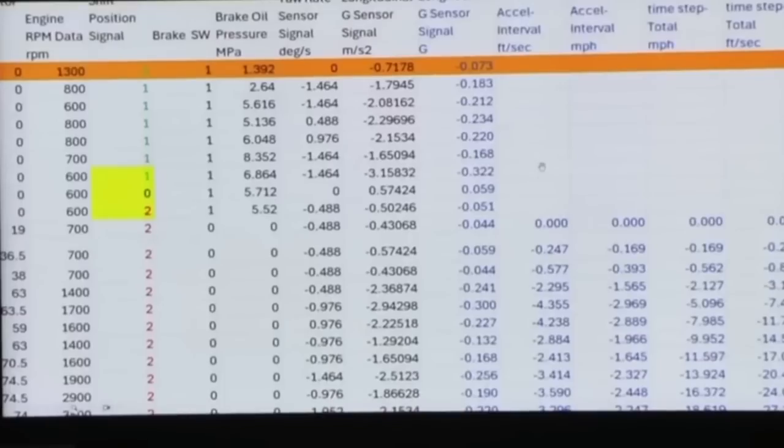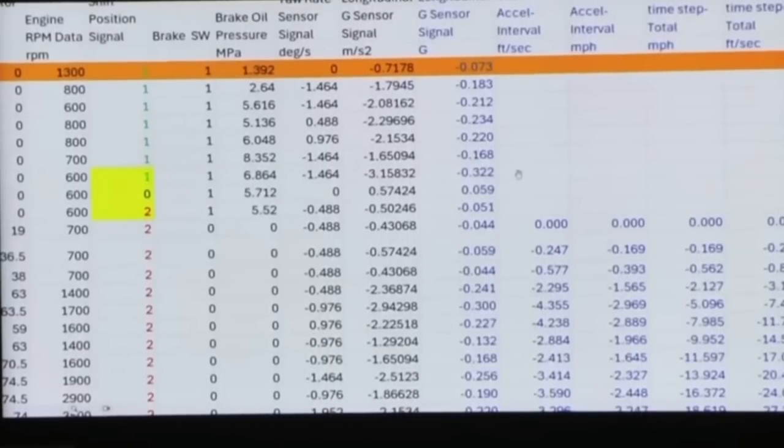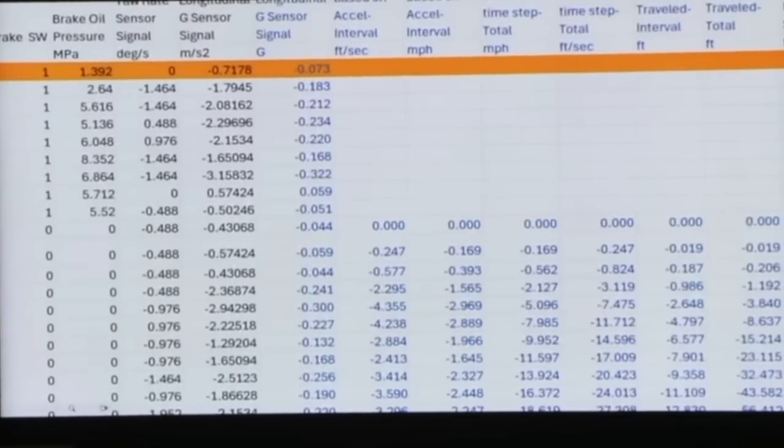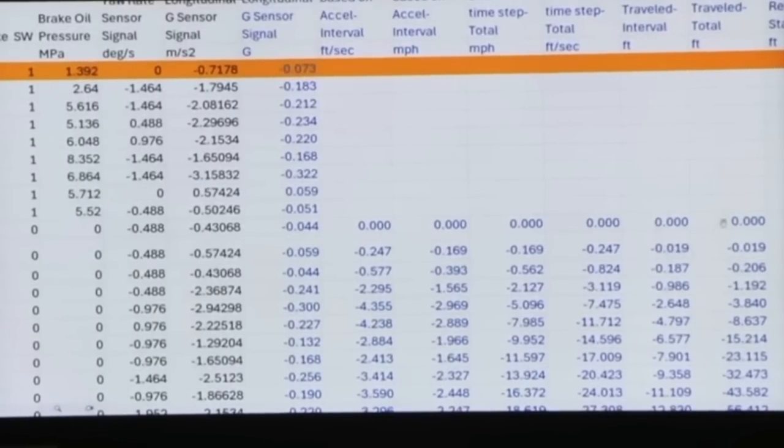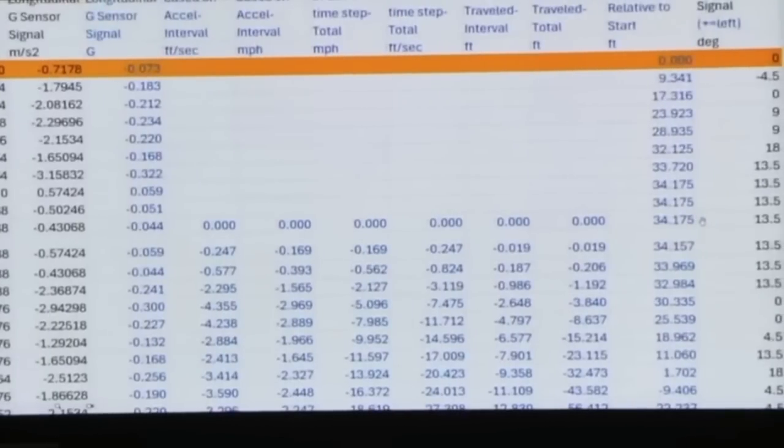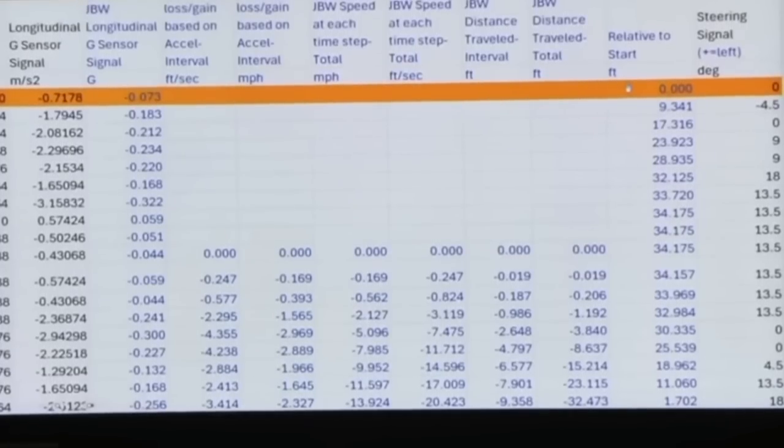Once we know the speed, again in feet per second, we know every data point is half a second. So speed times time tells you how far you moved: feet per second times seconds gives you feet. That's how far you went. So you get how far you went in each interval, then you get the total distance traveled. And this is relative to the start, so 0 is the start.